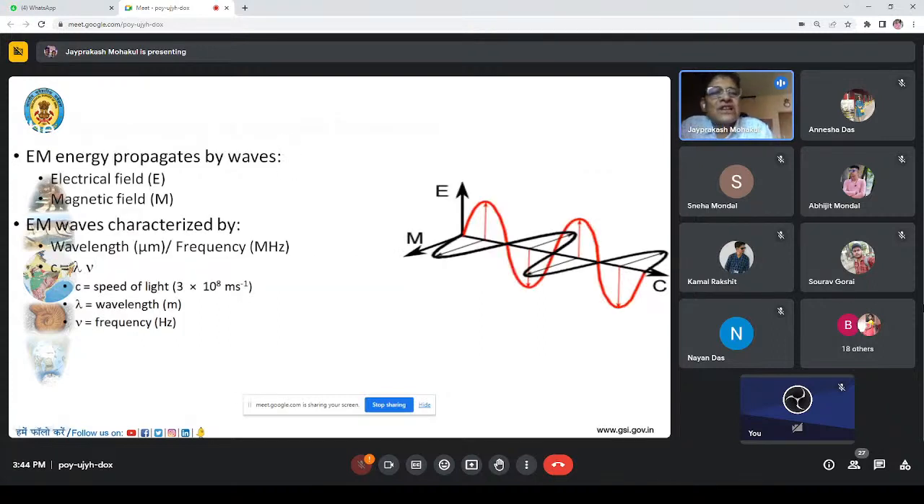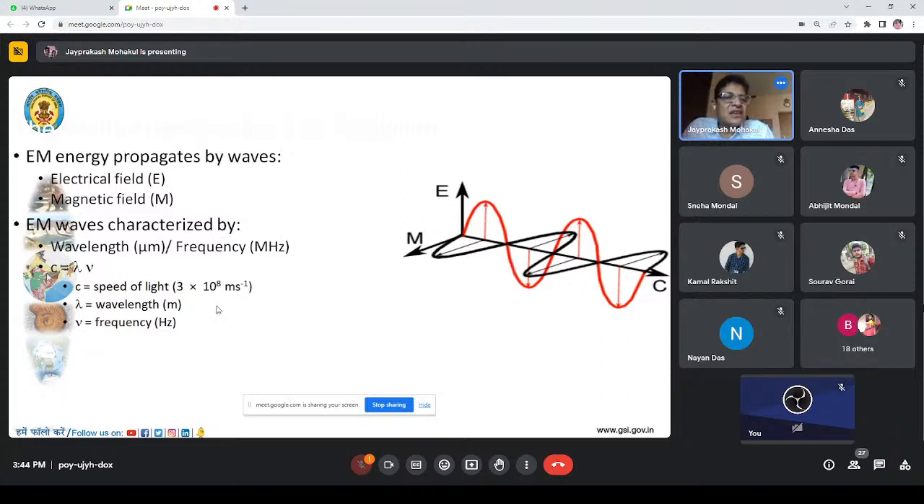Now comes how it propagates, right? Electromagnetic energy moves in a straight line. The light moves in a straight line. C, if you remember, C is equal to 3 into 10 to the power 8 meter per second, the speed of light, right? So it moves along a straight line, and it can be modeled as an electrical wave as well as a magnetic wave. Both the electrical wave and magnetic wave are perpendicular to each other.